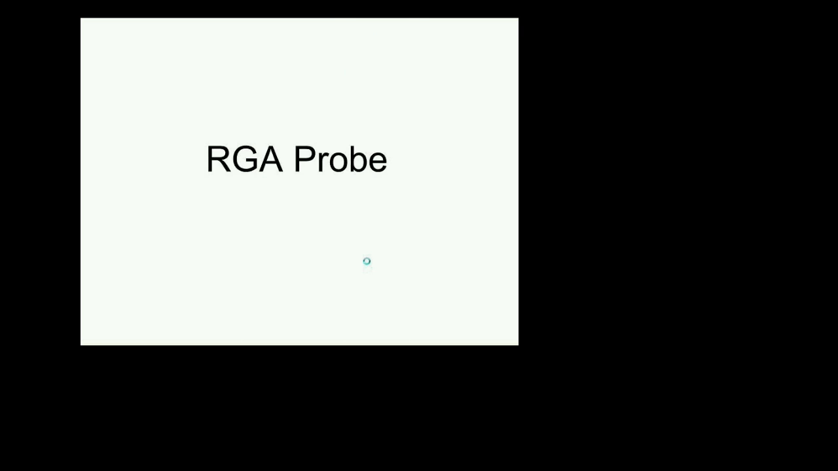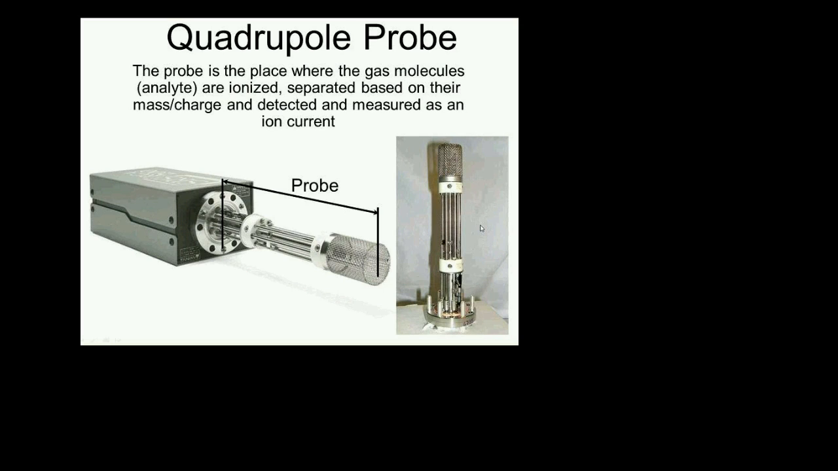So what I'm going to do now is break down the RGA into the probe and the ECU, and we're going to talk about the components that are in it and how they work. Okay, so we'll start with the quadrupole probe. And I'm using a lot of pictures of the SRS RGA because that's the one that I designed, therefore I have the most pictures of, but as you saw from a few slides before, it doesn't really matter what RGA you have. They're all the same. So the probe, this probe right here, is the place where the gas molecules are ionized, separated based on their mass-to-charge ratio, and then detected and measured as an ion current by the ECU.